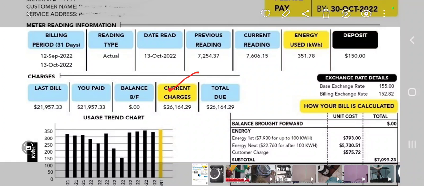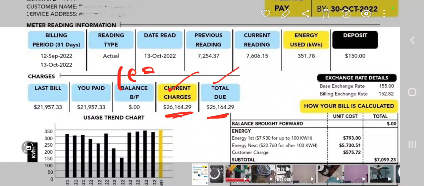So this is our current charges, and then we have total due. And you realize that our current charge and our total due is the same amount, and you say, but if the current charge and the total due is the same thing, why do they have two different things? Well, if there was a balance brought forward, let's say the $100, that would add to the current charges, and your total due would be this.